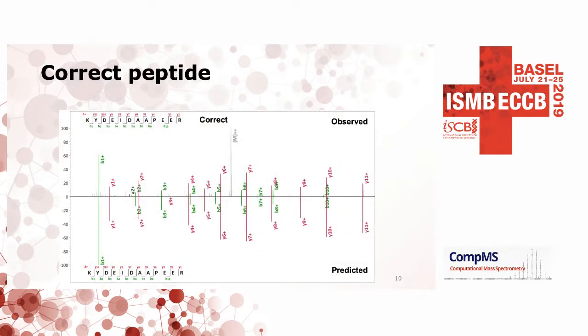Then we can use pDeep to predict the theoretical spectra of the two peptides. For the correct one, we can see that the two PSMs look very similar, the real spectrum and the predicted spectrum.